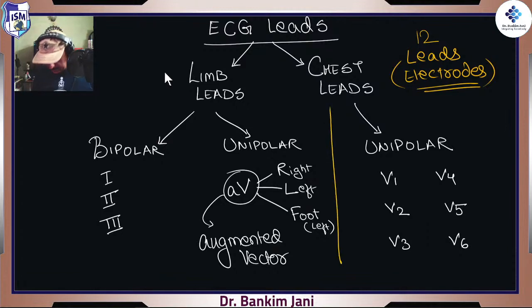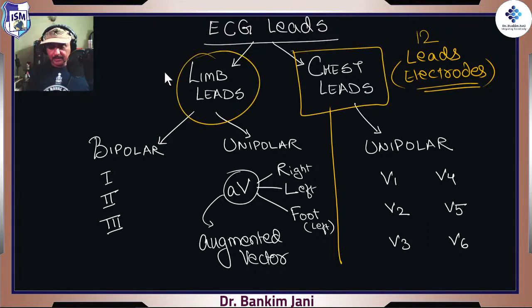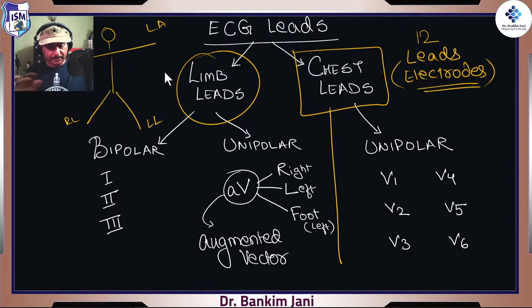So divide it like this. There are limb leads and then there are chest leads. The biggest confusion occurs when you really start taking an ECG of your patient: you just apply 3 electrodes, and the fourth is a dummy. So here is your patient, with right side and left side, and that is right arm, left arm, right leg, and left leg. Four electrodes are applied, and they are color coded. So how to remember the colors?